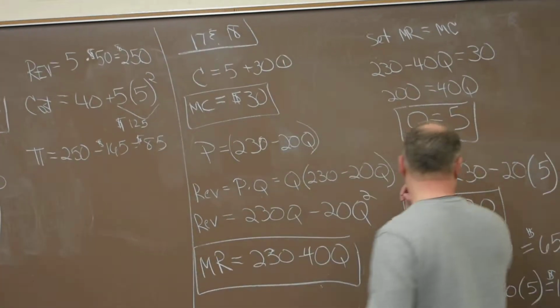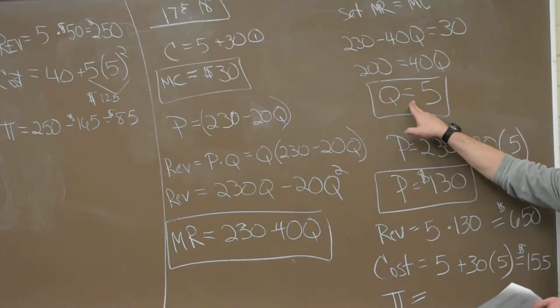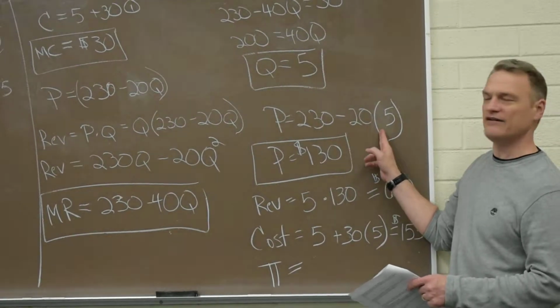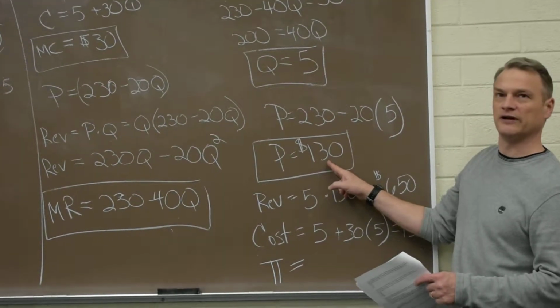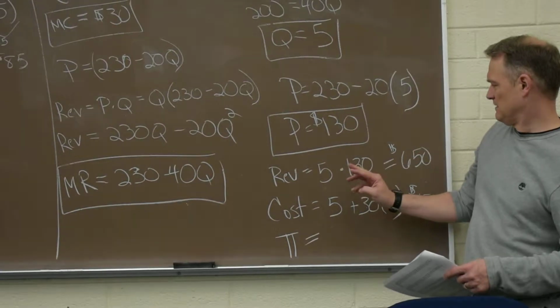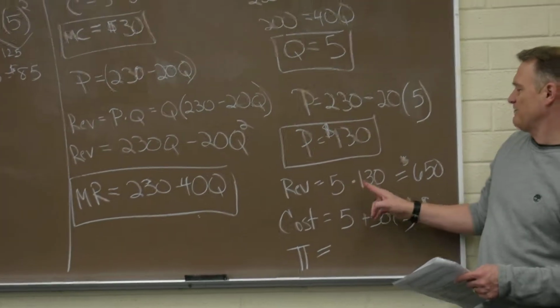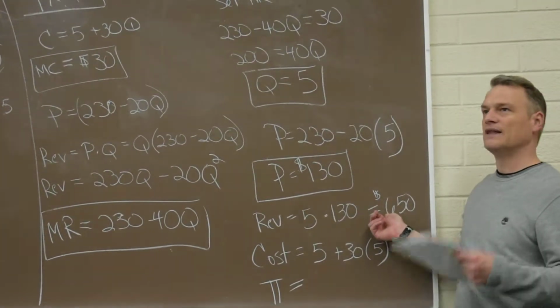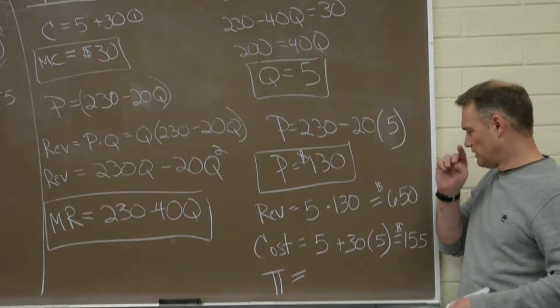Okay, and then same thing. I'm just going to plug in. Once I know my quantity, now I know my price, because price is 230 minus 20 times 5. So price is going to be 130. I could have asked you that. Revenue is going to be, I'm selling 5 units at $130 each, so revenue is going to be $650. That's a fair game question.